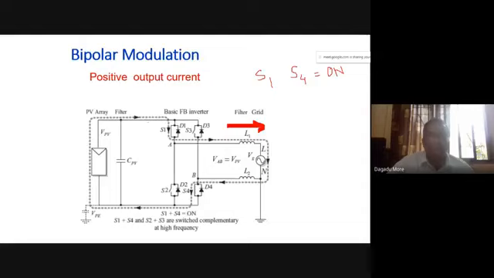And how is the path? S1 is on. Let us start from the positive: through the S1 switch, from point A it goes to the load, to the grid, and from the negative through S4 it completes the path. This is the path when current is positive. Current is positive, but it is operating at a high frequency. Any question?